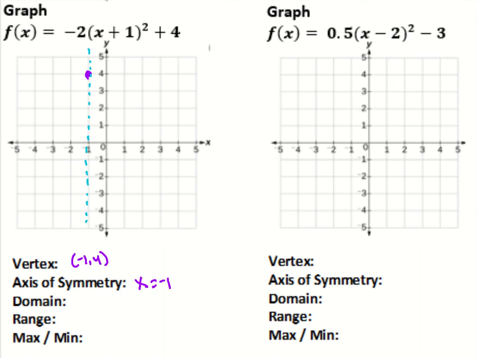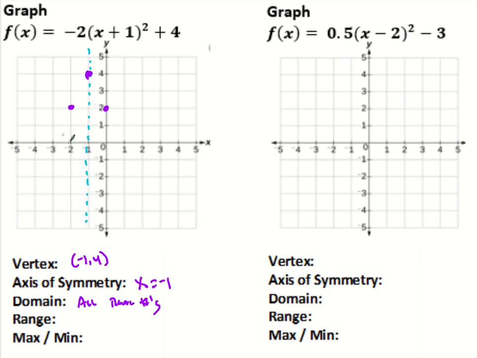I know my domain is all real numbers. We'll answer the range and maximum after we graph the rest. So I've got my vertex. Always have to start from there. So all of this part's done. Now I have to see what's happening over here. Well, it's a negative value, so that means I'm opening downwards. And there's a -2, so my first point's going to be down 2 over 1, and that's going to be on both sides of the axis of symmetry. I still have to graph another point.